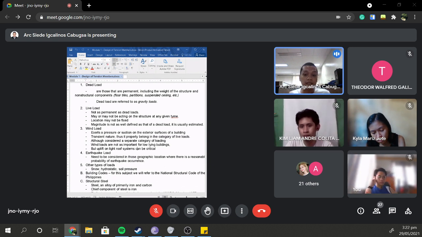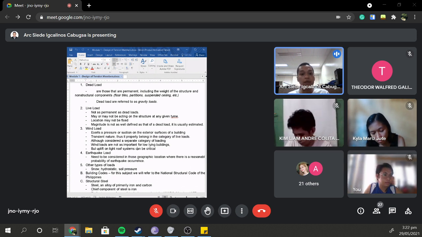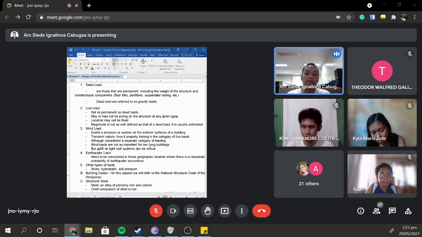Okay? It is transient in nature. Does it properly belong in the category of live loads? Although it is considered a separate category of loading. So although it is a type of live load, it is treated as a separate category of loading. Okay? Wind loads are not as important for low-lying buildings, but the uplift of roof systems can be critical.